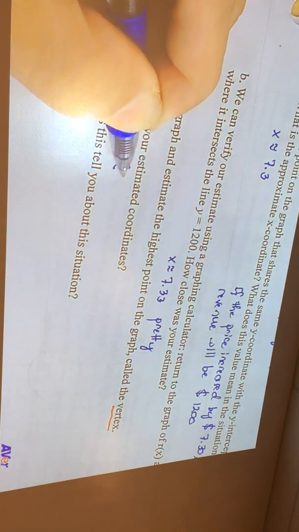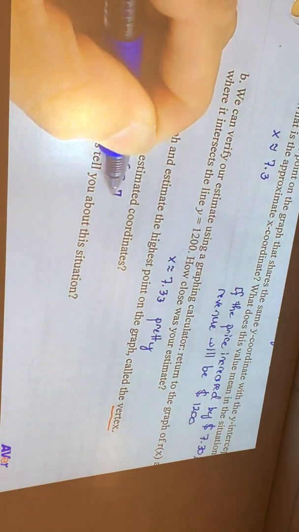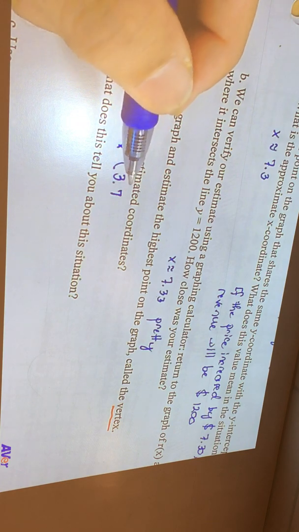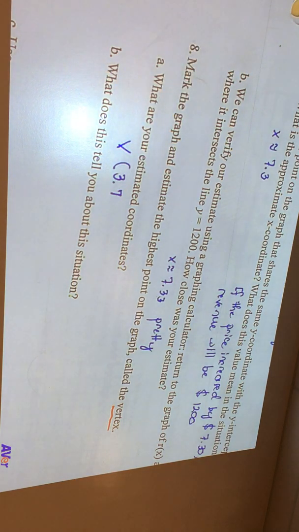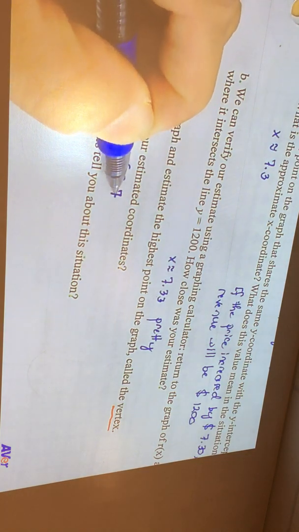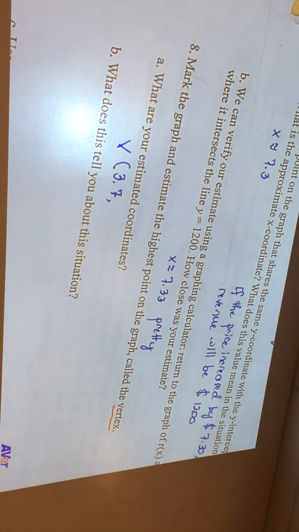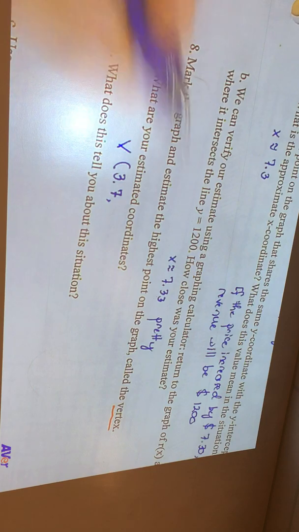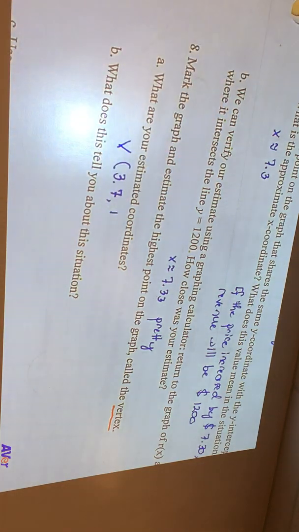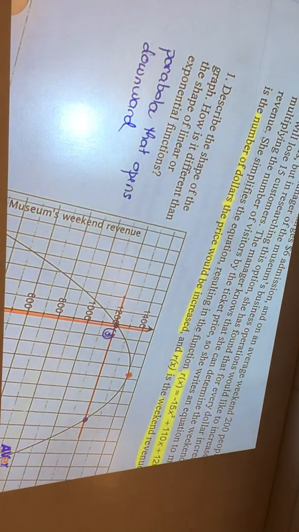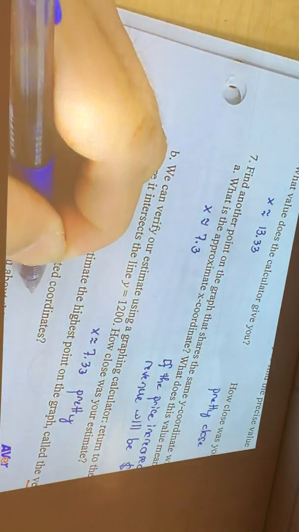Around 3.7, maybe? By the way, it's just an estimate. Whether you put 3.5, 3.4, 3.6, 3.7, I'll just put 3.7. And then roughly around 1400. Is that okay? Yeah. Alright, okay. 1400.